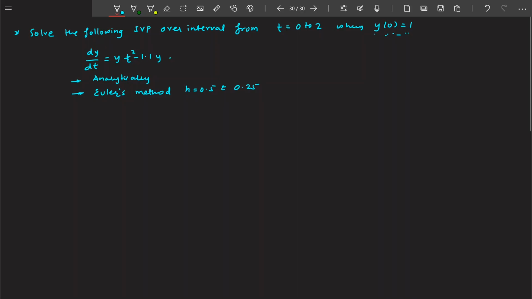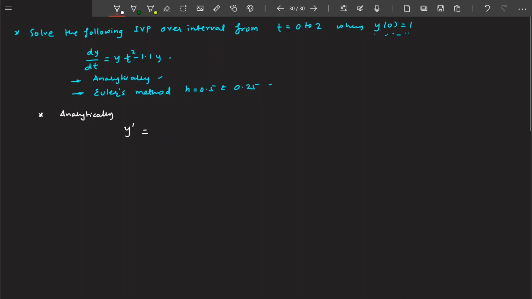You have to solve this differential equation analytically and using Euler's method. So let us solve this. First, let us solve this analytically. It's very simple. I'll be using this notation for the derivative, y dash, the prime notation. Sorry, I think Newton's notation is different. This is the prime notation.